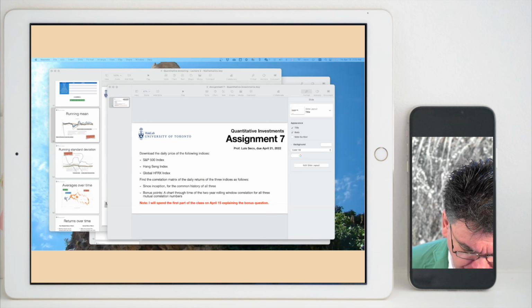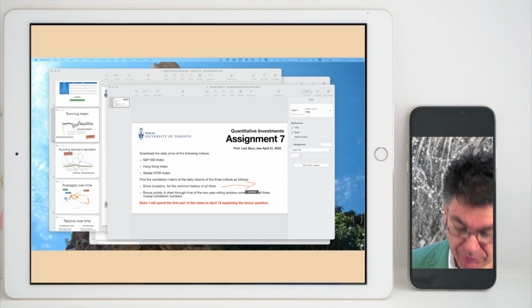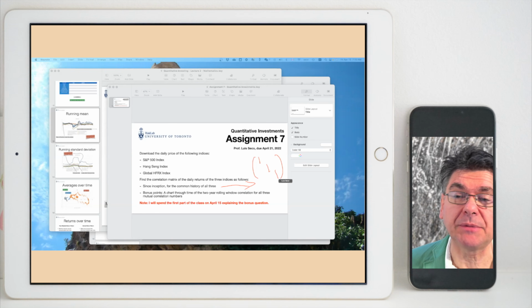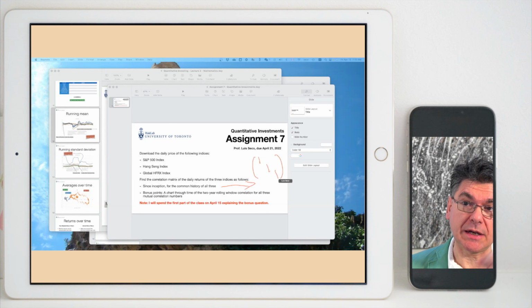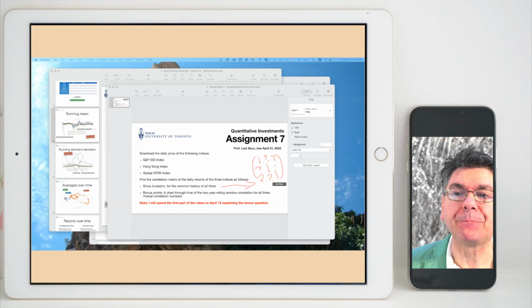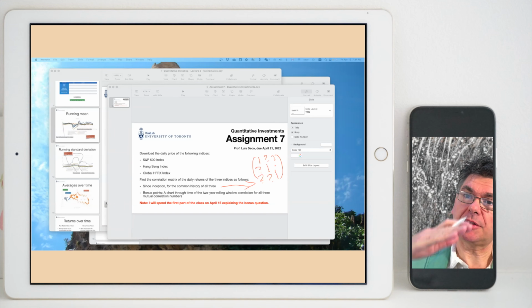So that's that, and you're going to get a matrix. The matrix is going to be something like that. You have ones in the diagonal because the correlations are always one in the diagonal. And then you get numbers here. You have three numbers to get: three below the diagonal and three above the diagonal.